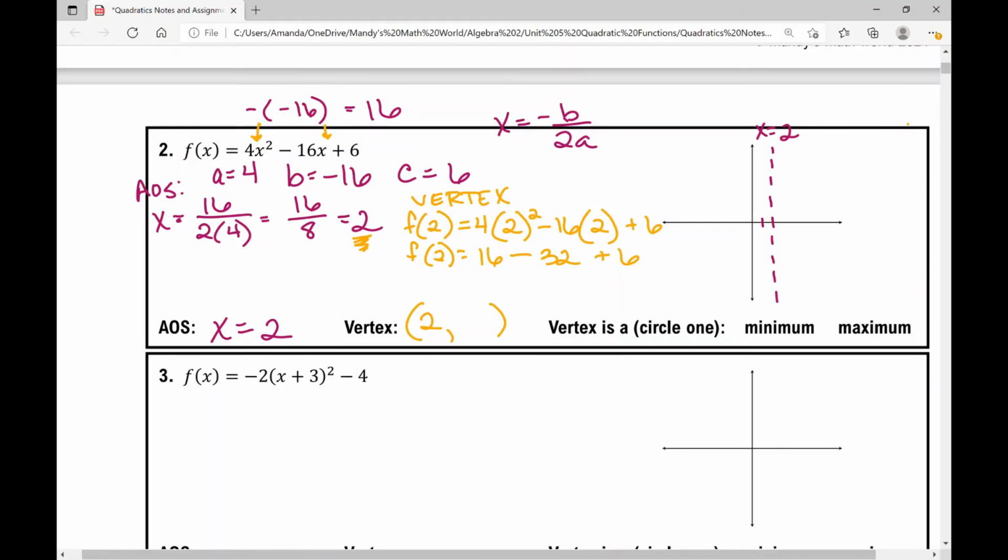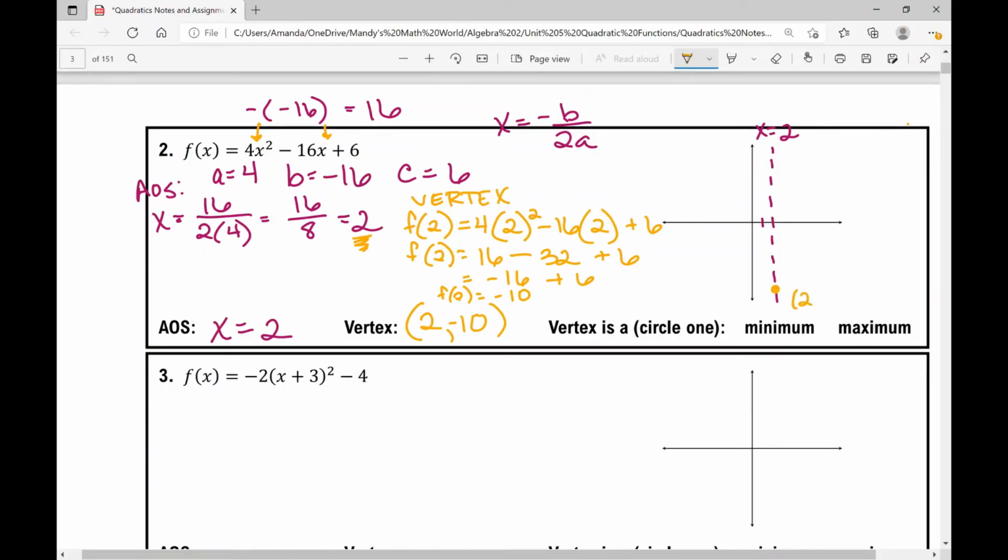So what do we have here? 16 minus 32 is negative 16. Negative 16 plus 6 is negative 10. So f of 2 equals negative 10, which means my vertex has a y value of negative 10. So if we graph that vertex, did I do that right? It's actually negative 10. There we go. So my vertex is going to be like down here, right? So 2, negative 10. That's my vertex.